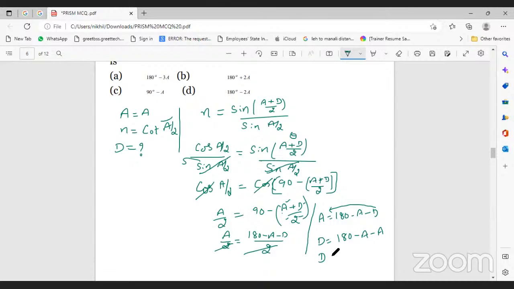What is minus A minus A? Minus 2A. What is the deviation you got? 180 minus 2A. So what is the deviation? 180 minus 2A. So which is the right option? Option D, (180 minus 2A).